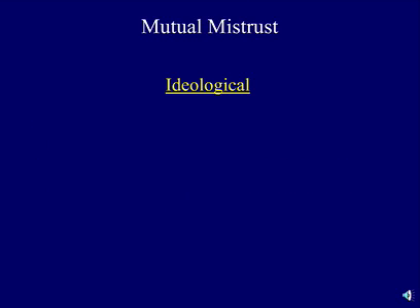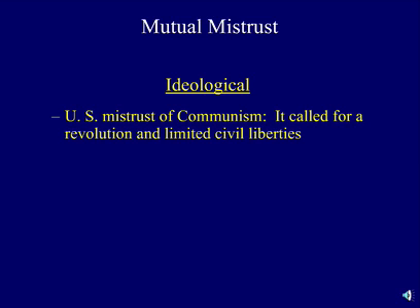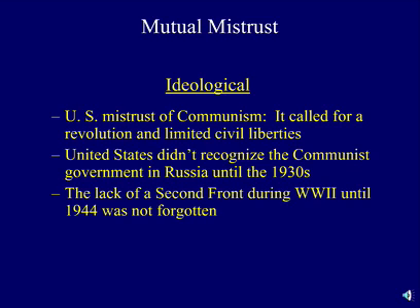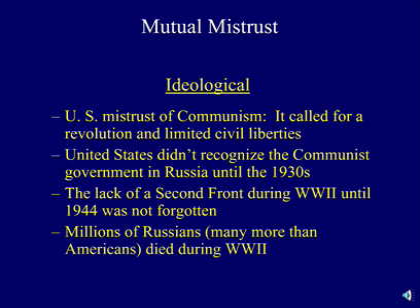There was a great deal of mutual mistrust between the Americans and Soviets on several different levels. Americans mistrusted communism in general because it involved a violent revolution and often curtailed civil liberties such as freedom of speech and freedom of religion. Toward that end, the Americans didn't even recognize the communist government in Russia until it had been in place for over 10 years. The Soviets were angered at this lack of recognition, but even more important was the lack of a second front during the Second World War until 1944. In the meantime, millions of Russians died as Stalin's country bore the brunt of Germany's advances during the war.